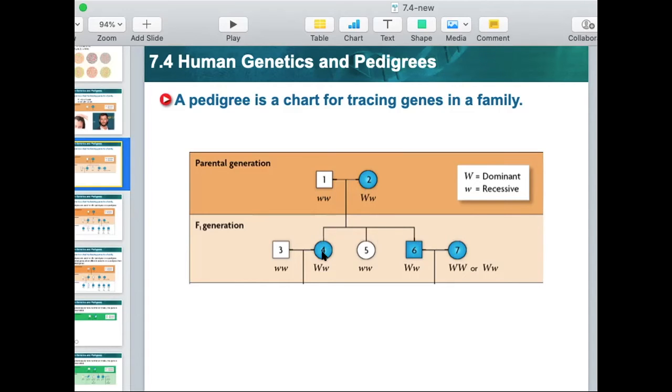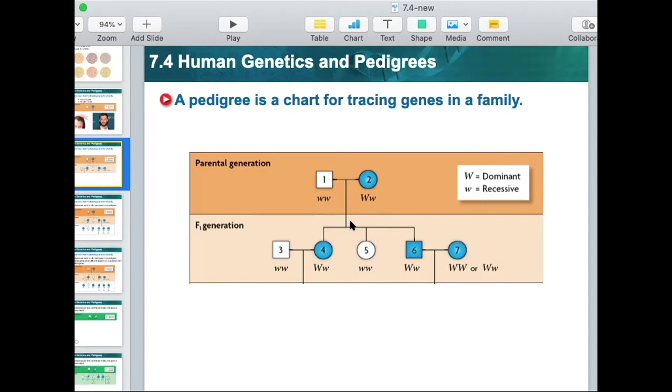What would this one look like? Widow's peak or not? Yeah, widow's peak. And this one, straight hairline. And that's a boy with a widow's peak. So blue ones mean widow's peak. White ones mean no widow's peak and straight hairline.